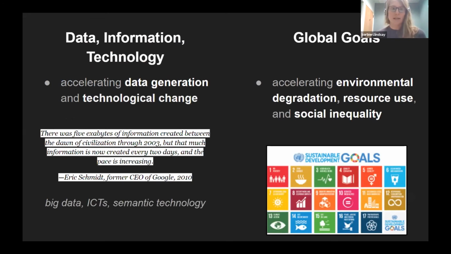So just to situate where I'm thinking right now, on the one hand there's a lot of data, information, and technology, and this idea of accelerating data generation and technological change, and then how that intersects and informs and could help respond to accelerating environmental degradation and these global goals of resource use and social inequalities. And from that perspective, the UN Sustainable Development Goals is one framework that's useful for having these different goals to address these specific targets, both environmental and social targets.